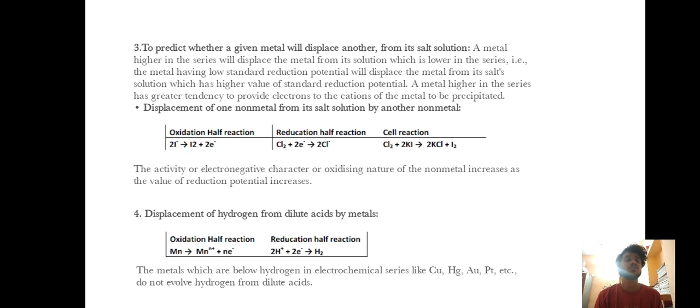Displacement of hydrogen from dilute acids by metal. Oxidation half reaction: M gives rise to Mⁿ⁺ plus ne⁻. Reduction half reaction: 2H⁺ plus 2 electrons gives rise to H2. The metals which are below hydrogen in the electrochemical series, like Cu, Hg, Au, Pt, etc., do not evolve hydrogen from dilute acids.